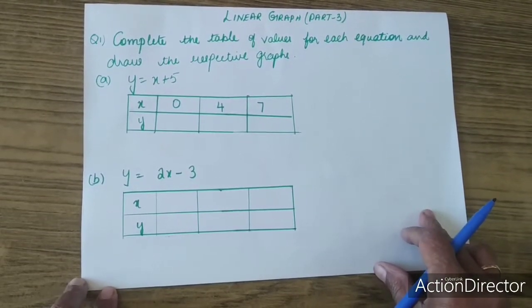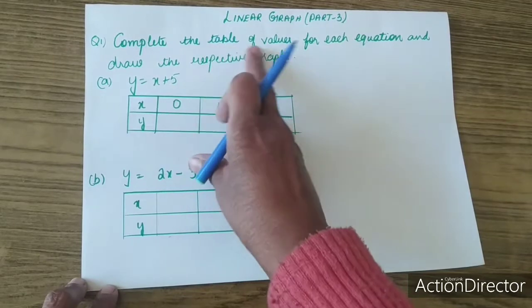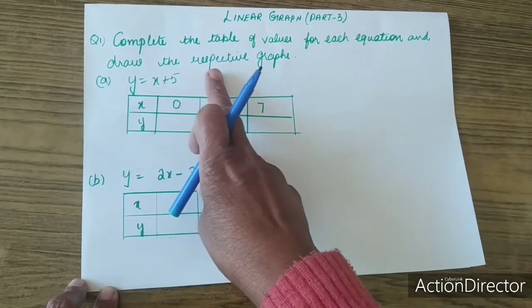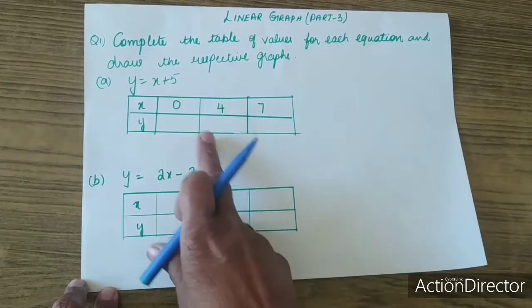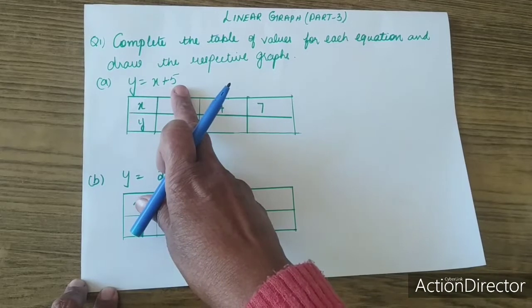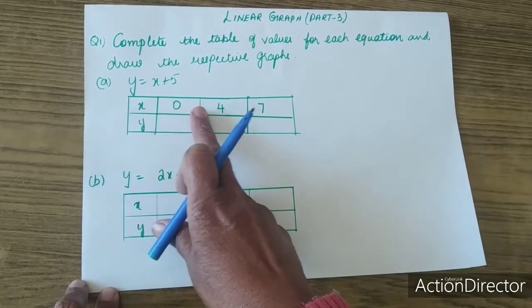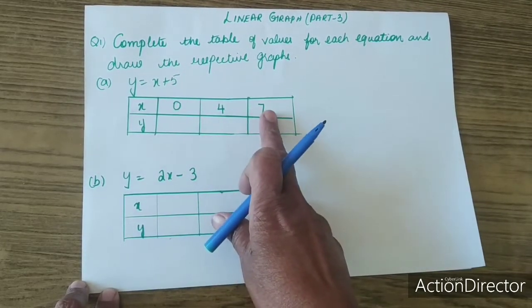Today let us see some more questions in the chapter linear graph. The question is, complete the table of values for each equation and draw the respective graphs. Here the table is given. Y is equal to x plus 5 is the equation and they are given the values of x to be taken, that is 0, 4 and 7.